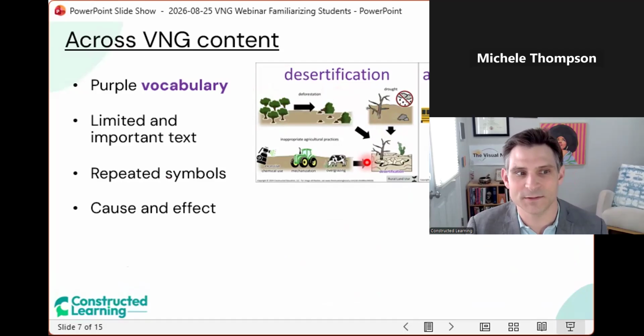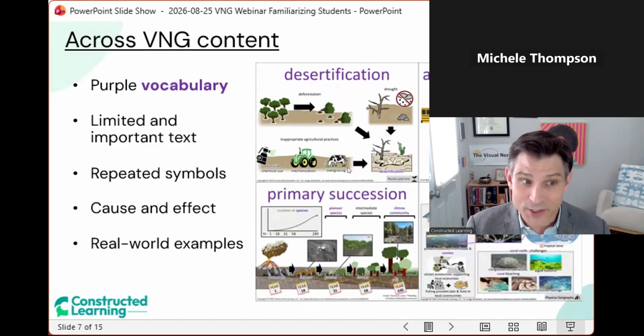VNG visuals are often telling a story, going from situation A before to situation B after. We also try to use a lot of real world examples. So we do use cartoons to depict things, and then we also try to include real photographs. Here's a cartoon that shows primary succession with real photographs of ecosystems at different stages of primary succession, of the development of a climax community.